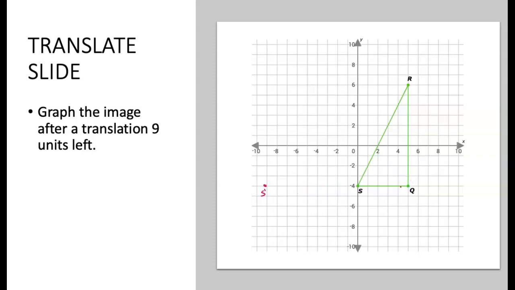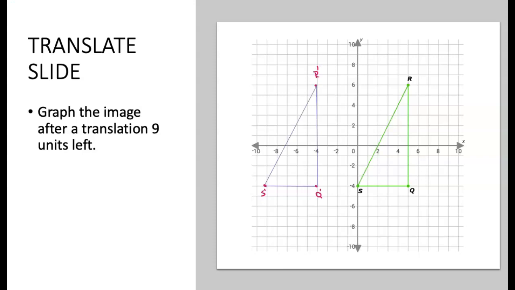Q is going to go 9 units. So 5, 6, 7, 8, 9. Here's Q prime. And R is also going to go 9 units. So 5, 6, 7, 8, 9. And I have now labeled all of those. And I'll just go ahead and connect those.